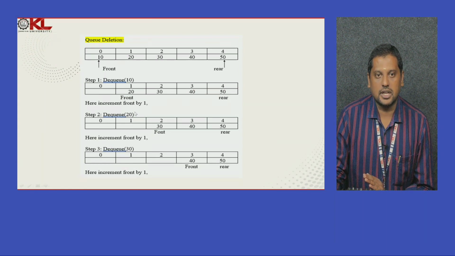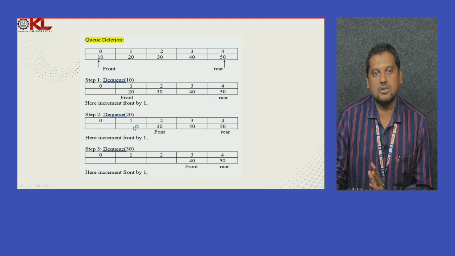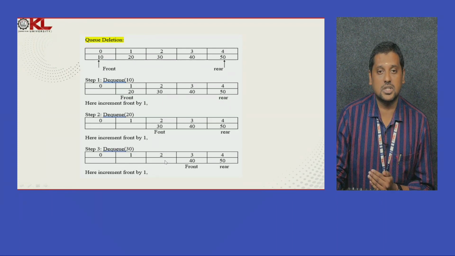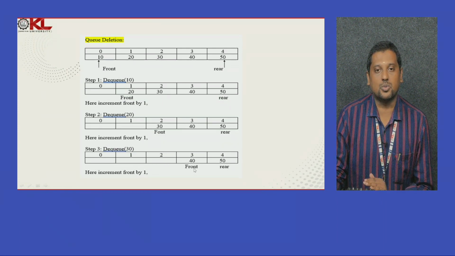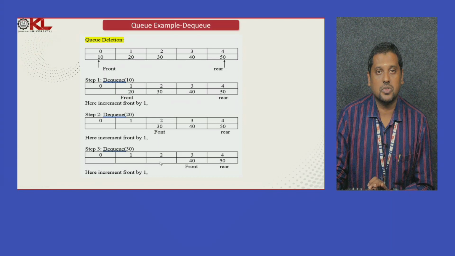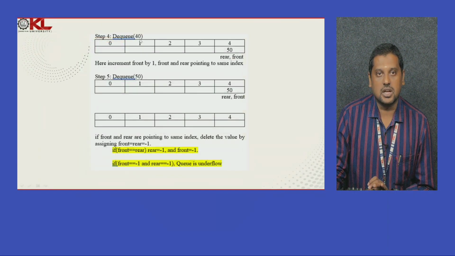Same way, if I need to dequeue the value 20 here, further we increment the front value by 1. So my front value will be 2. So value 20 is being dequeued. Same way, if I need to dequeue value 30 from the queue, further increment the front value by 1. So my front value will be 3, value dequeued will be 30. Similarly, I need to dequeue 40, value 40 is being dequeued from here.